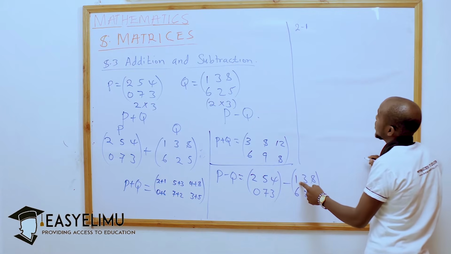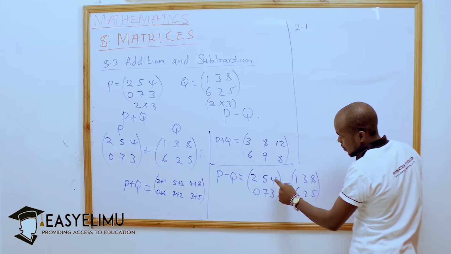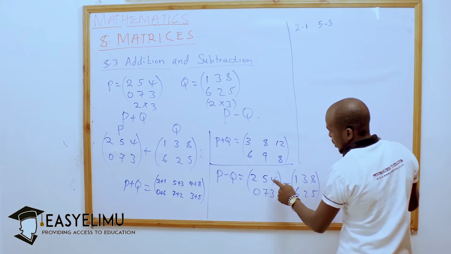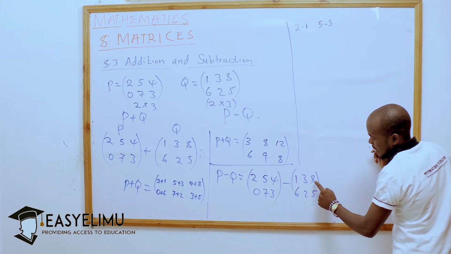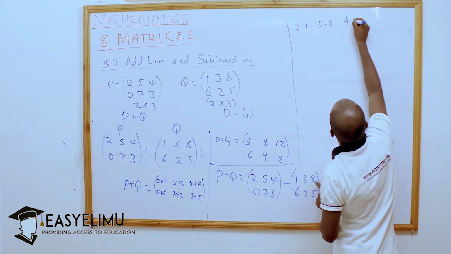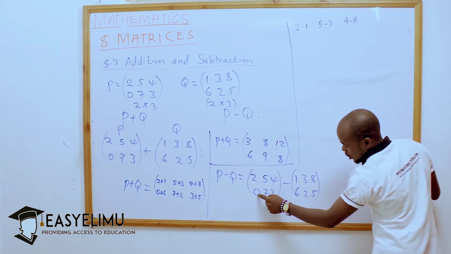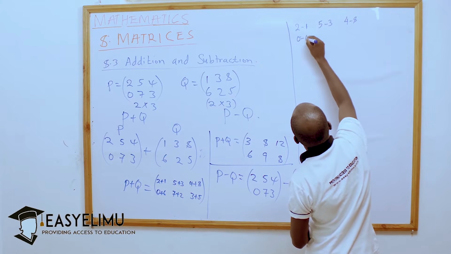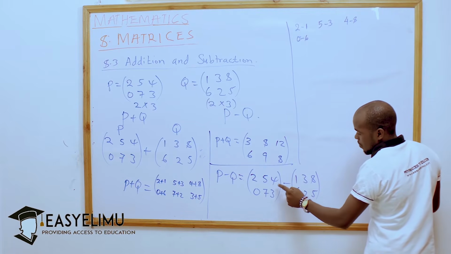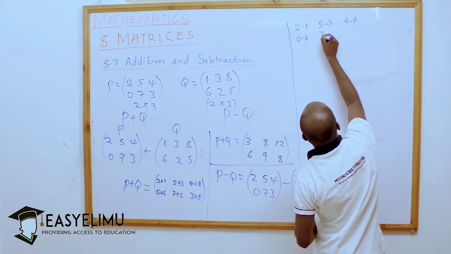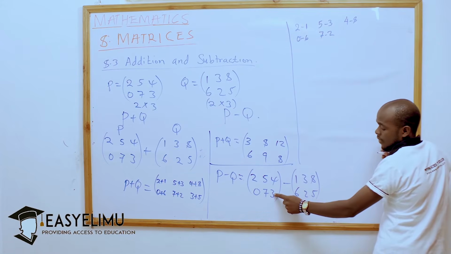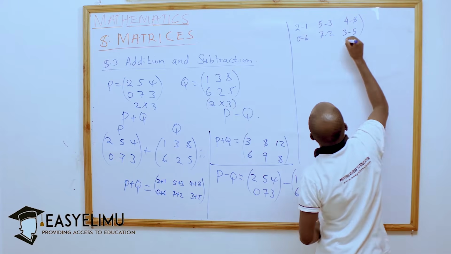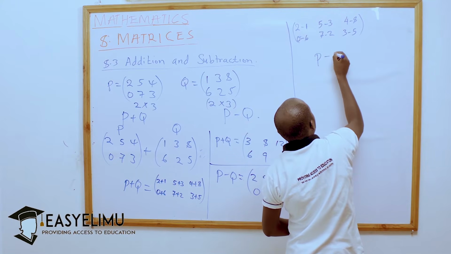That's for the first part. Then we shall have 5 minus 3. The next one is 4 minus 8. Then 0 minus 6. And here will be 7 minus 2. The next is 3 minus 5. So whatever you find here is what I will refer to as P minus Q.